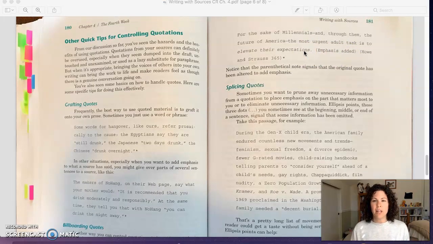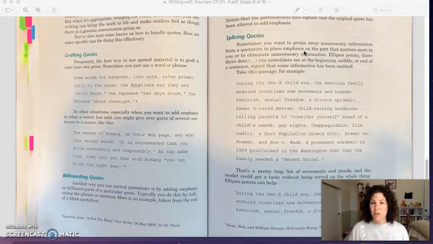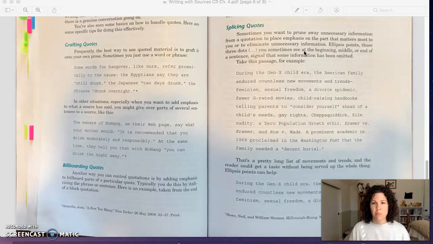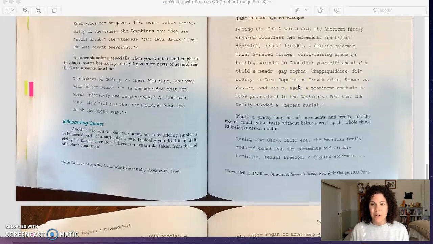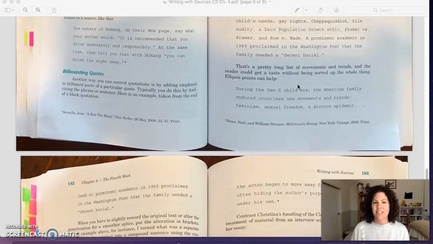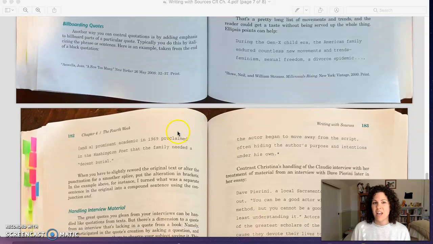Then there's also splicing quotations. I think this is most often what students use: you want to prune away all the unnecessary information, especially in some of the wordy documents we've been reading in research. It's important to just pull what you need. So here we have a really long list of movements, but you can narrow it down to your most important points and just have a few of those sentences, and perhaps just use a few of the paraphrase words instead of that whole giant quote.